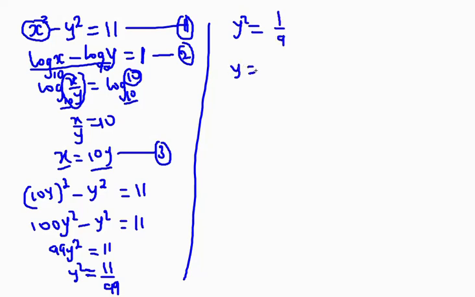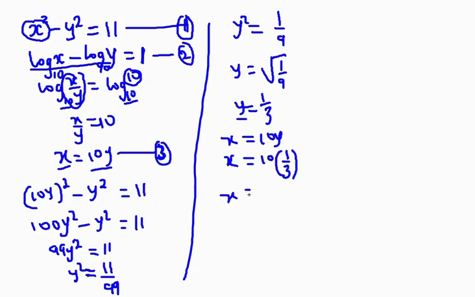To get y, take the square root of 1 over 9 and that gives you 1 over 3. So y is 1 over 3. So to get x, substitute 1 over 3 for y in equation 3. Equation 3 here states that x equals 10y. So replace y with 1 over 3. 10 times 1 over 3. Therefore x equals 10 over 3. y is 1 over 3 and x is 10 over 3.